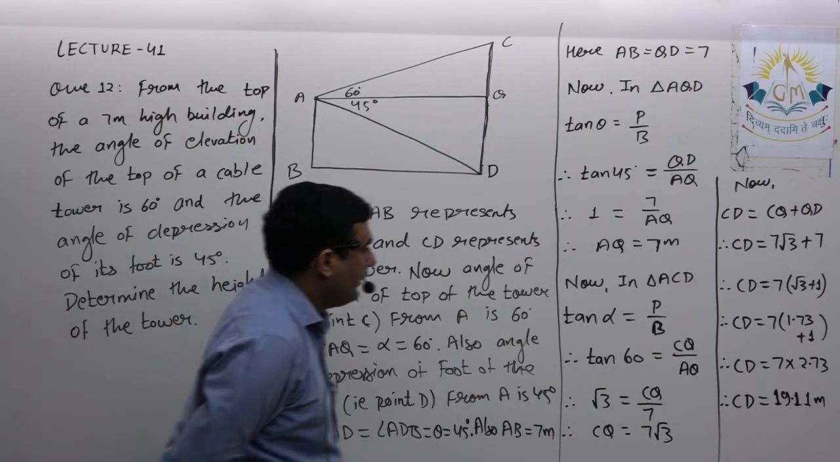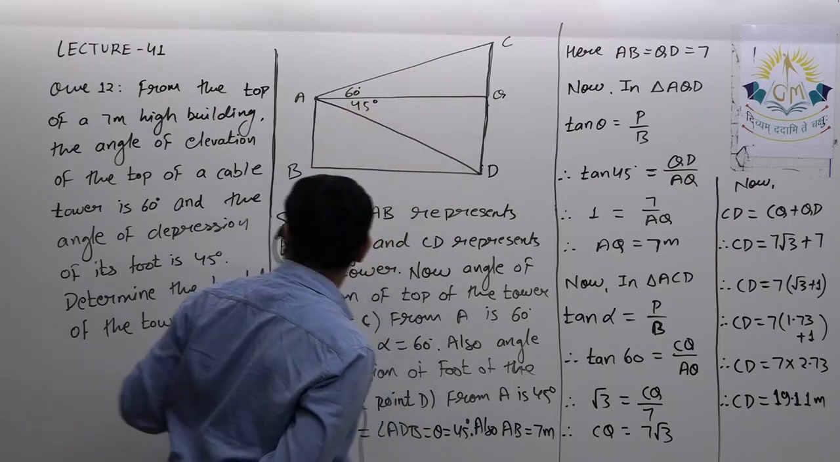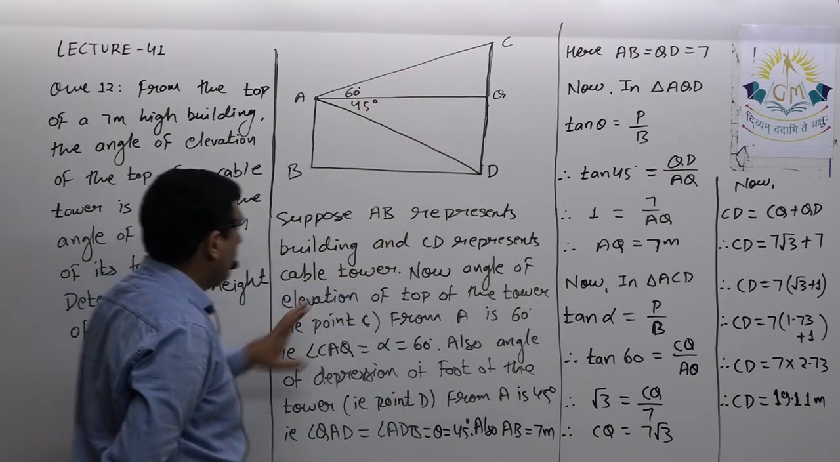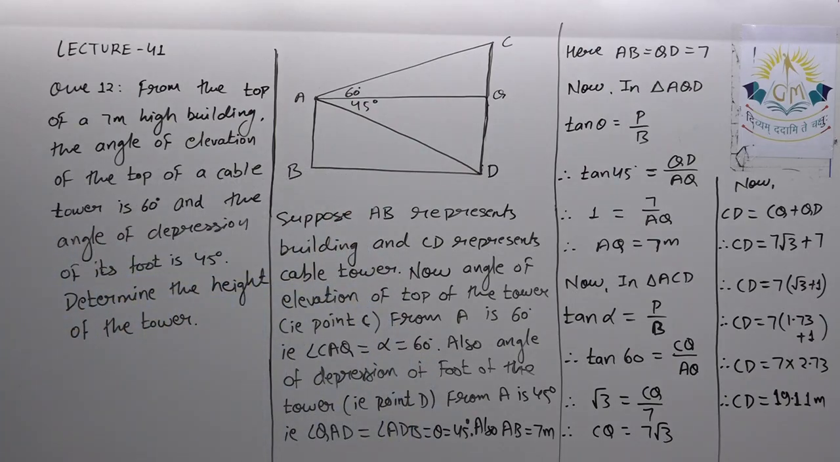So this is my final answer. The only thing which is left is that concluding line, that I do write. Therefore height of the tower is 19.11 meters. So please note it down, then we'll see the next question.